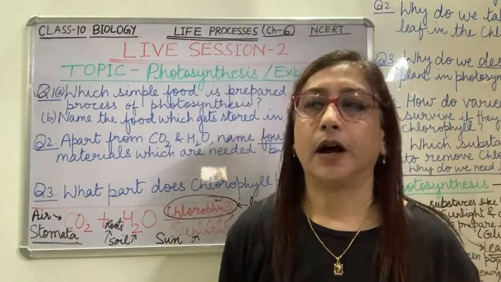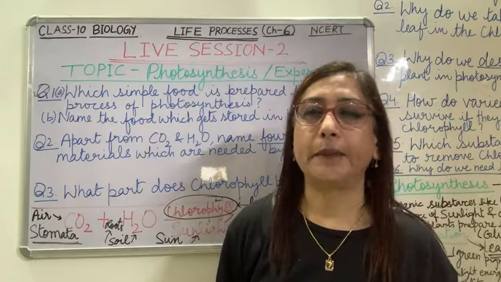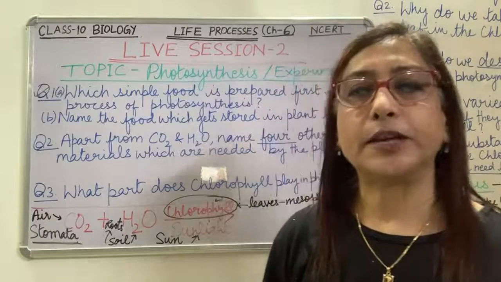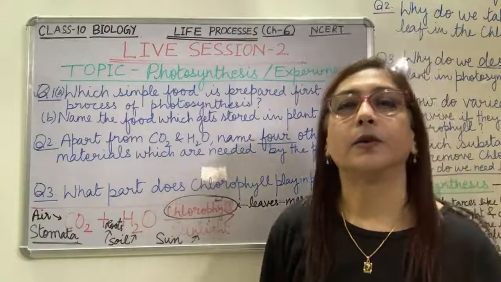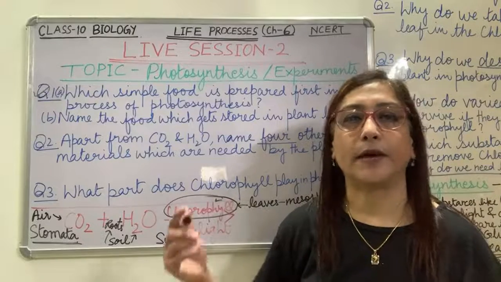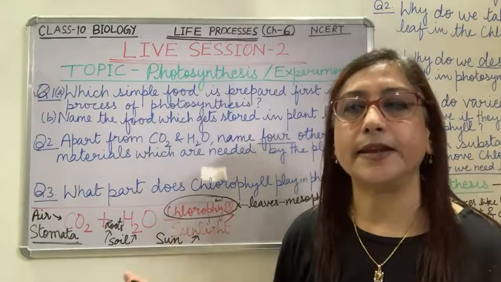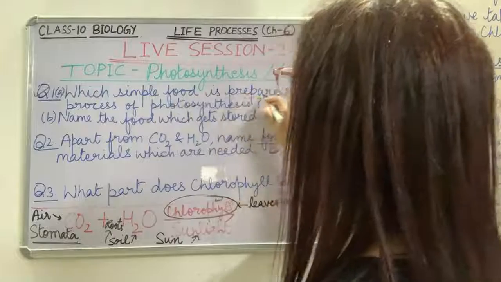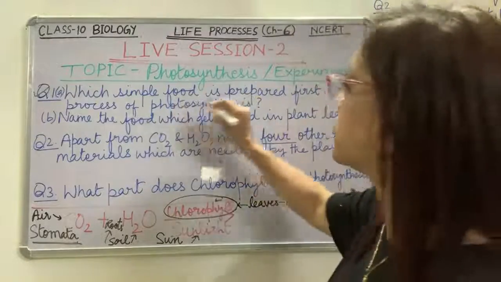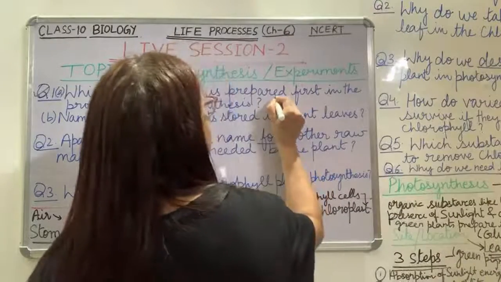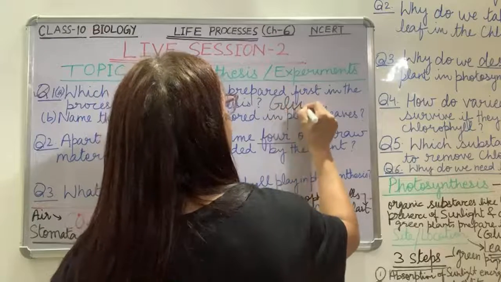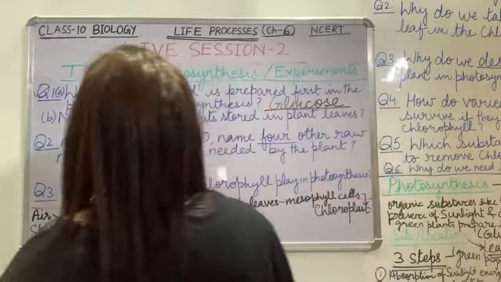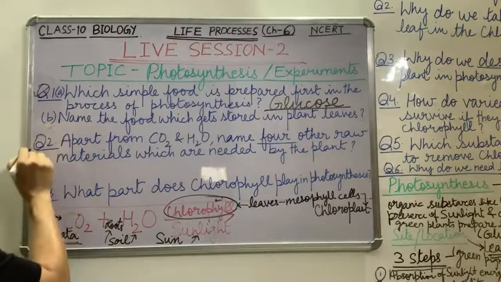If you are there, please mention in the comment box. I'm not able to see any comments so far. So if anybody is there, you can write it down in the comment box. The answer is very simple. So which is the simple food which is prepared first in the process of photosynthesis? It is the glucose, children. It is the glucose.